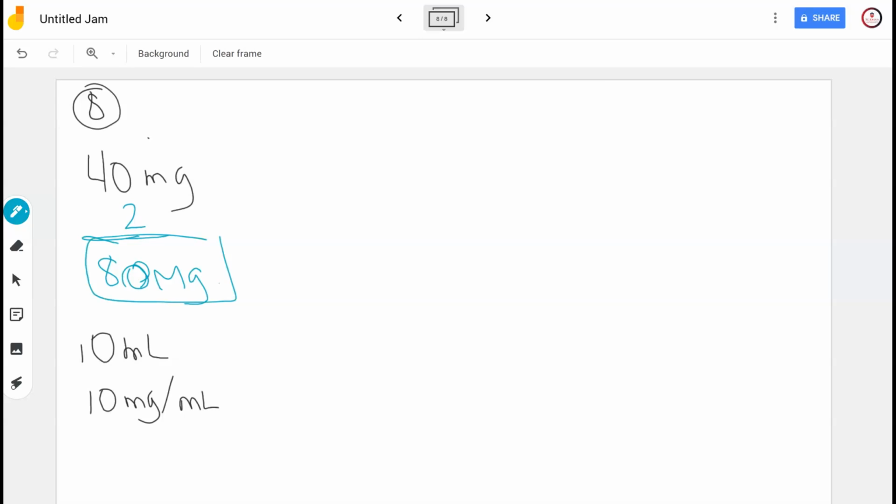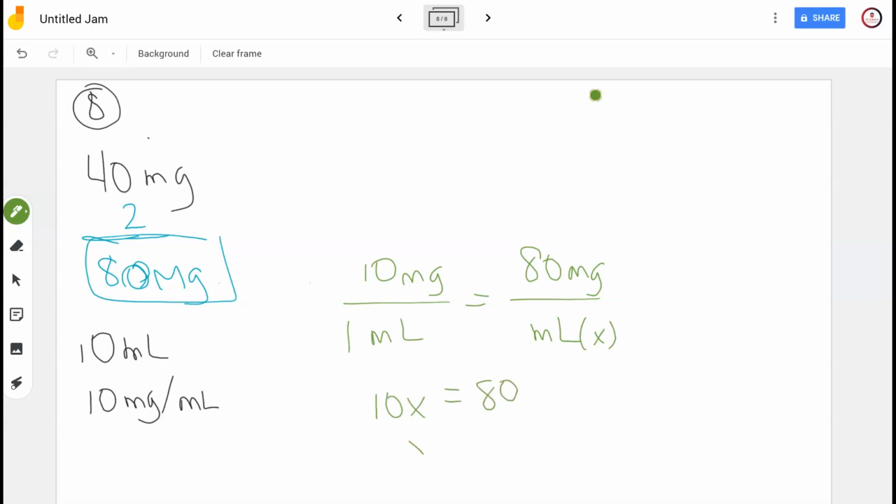So now you look at your vial, and some of you probably already know what the answer is, but you have 10 milligrams per milliliter. You want to give 80 milligrams. How many milliliters? So 10x equals 80. X is 80 divided by 10, which is 8. So you're going to give 8 milliliters of the Lasix.